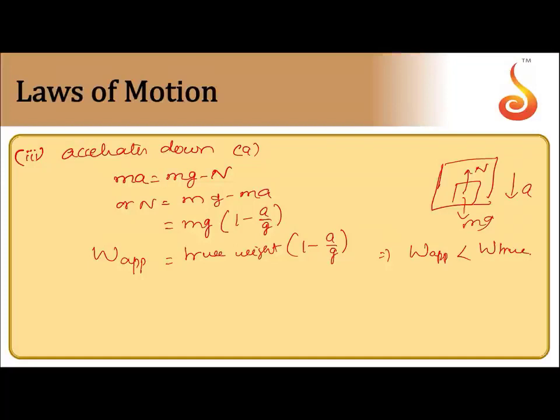Now the question is, what if a is more than g? If a is greater than g, then the apparent weight will be negative. It implies that the object actually sticks to the roof. It is pressed against the roof.